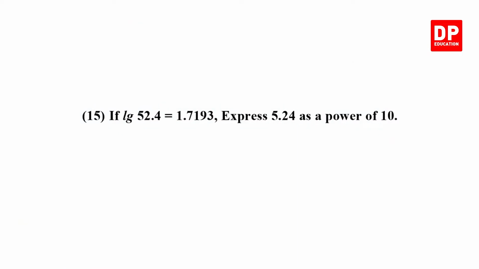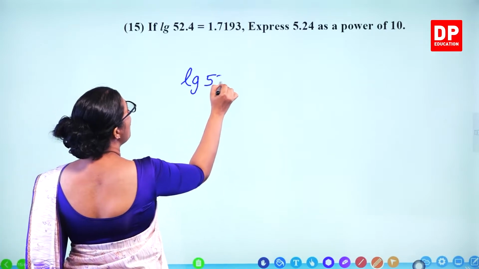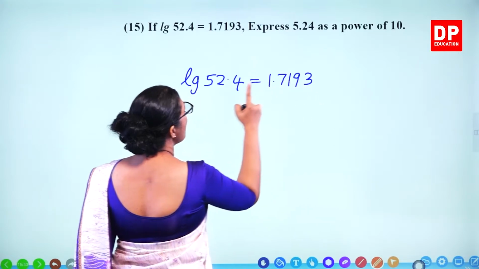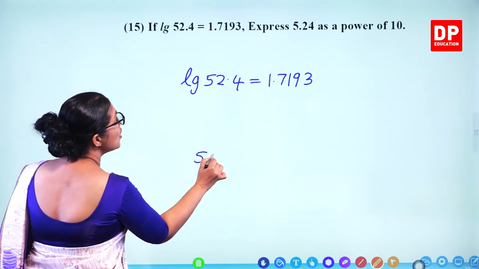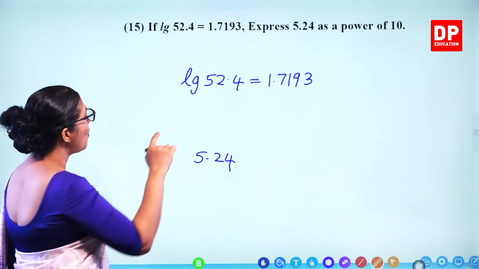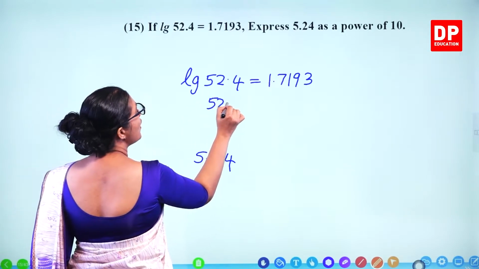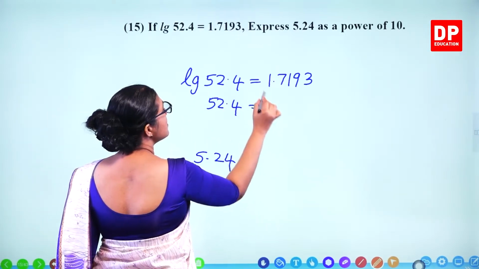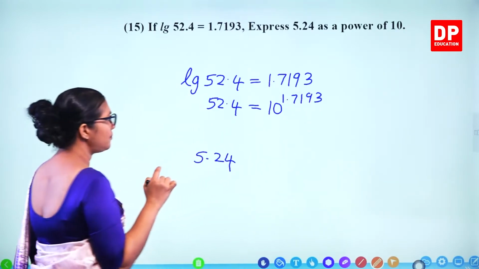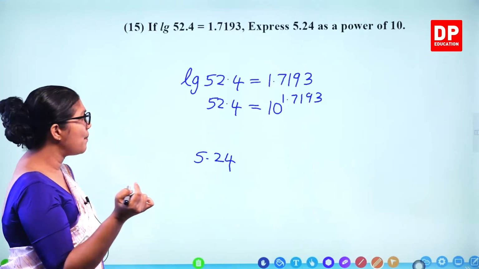Question number 15. If LG 52.4 is 1.7193, you are asked to find 52.4 as a power of 10. So how can you write this one as a power of 10? 52.4 you can write 10 to the power 1.7193. Now here, how do you get from here to here? You have to divide by 10.